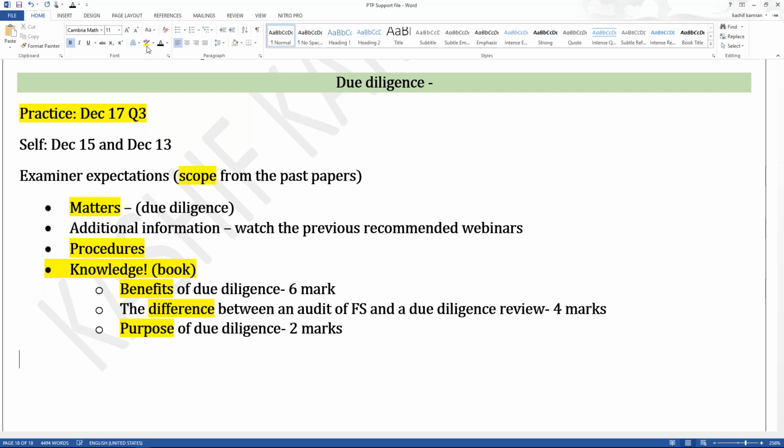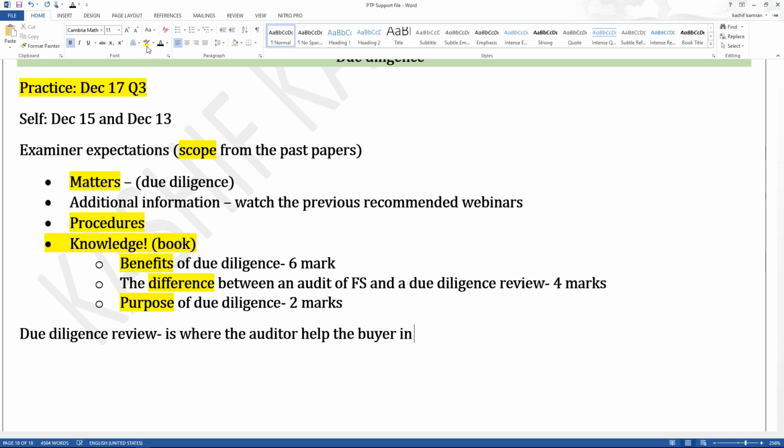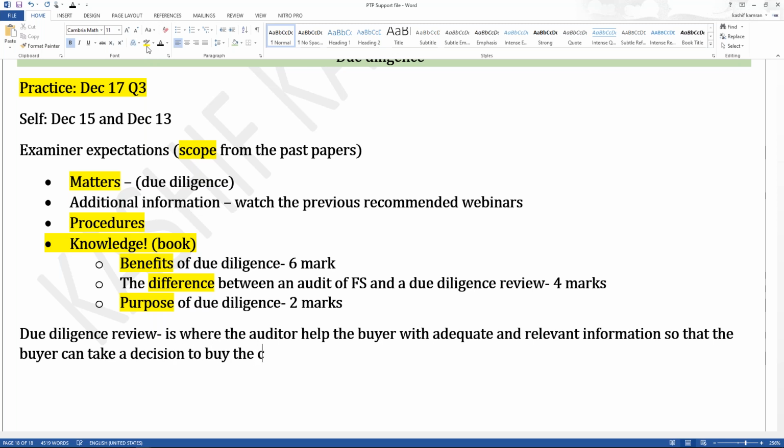Okay, now moving one step closer to the practice of due diligence. Once I start the practice, I'll guide you through the marking scheme, right? Now, you need to understand one thing very carefully: a due diligence review is where the auditor helps the buyer with adequate and relevant information so that the buyer can take a decision to buy the company, and the buyer can take the decision for determining the purchase consideration. So that's what you do in a due diligence.